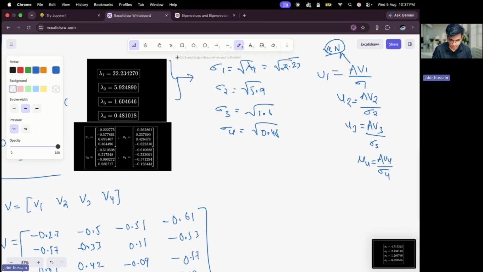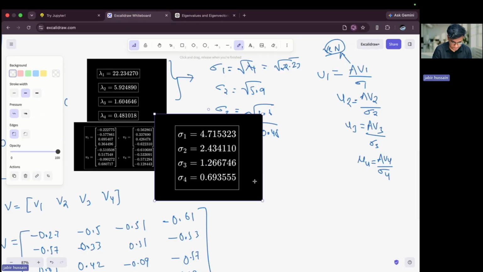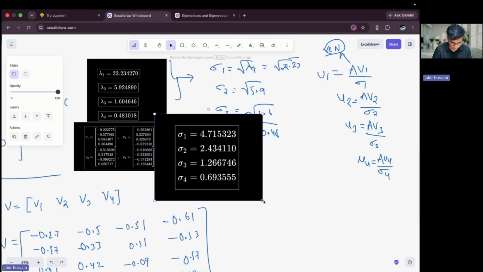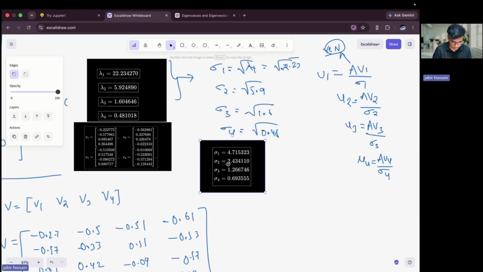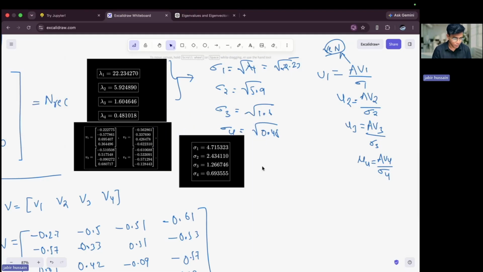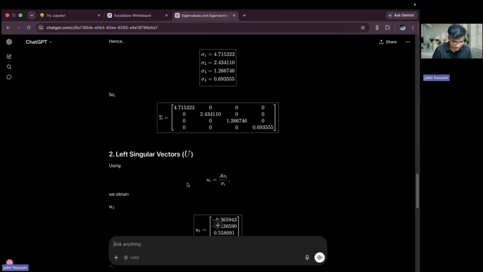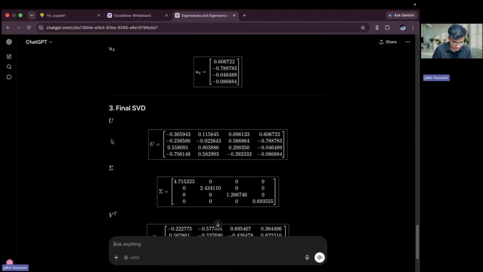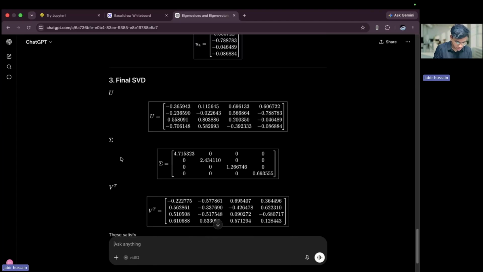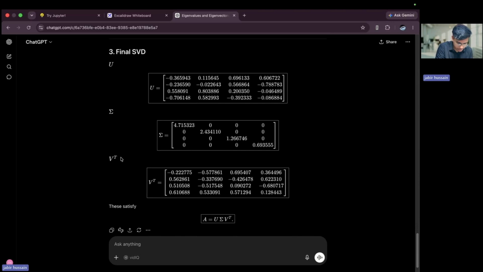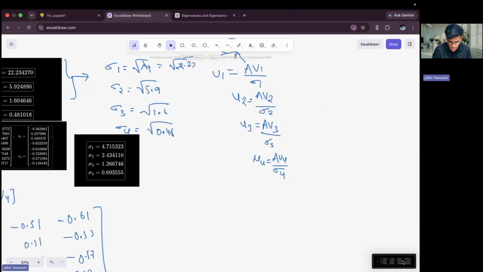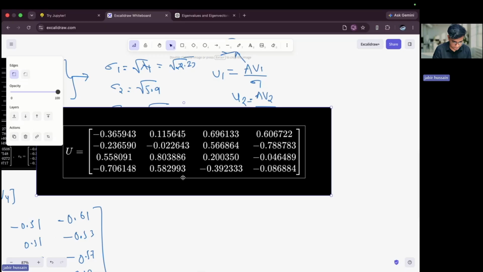Okay, let me put it here. Just compress it a bit. Okay, so we got our sigmas. Now, along with sigmas, we got our u's as well. So u1, u2, u3, and this is our final u. Let me just copy all this for reference, but first u is this. So let me put u here.